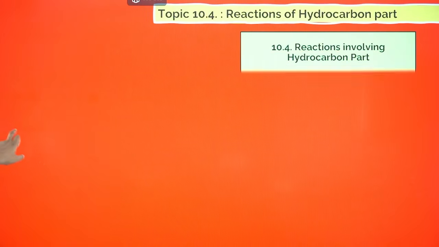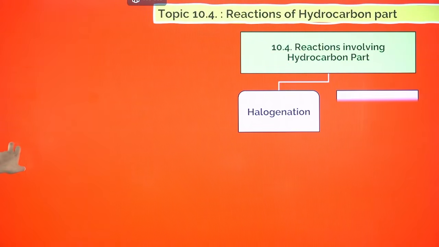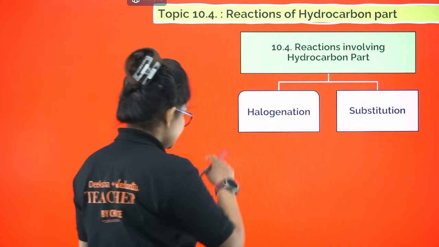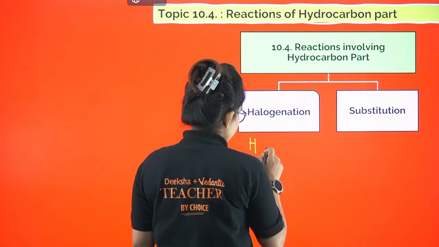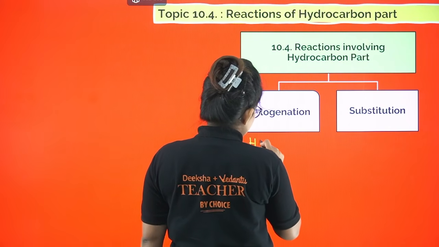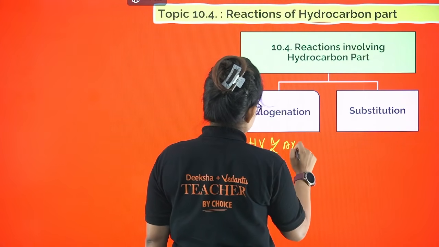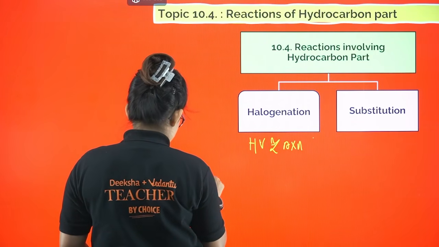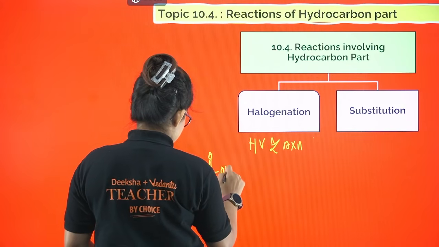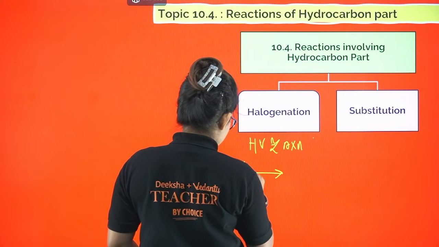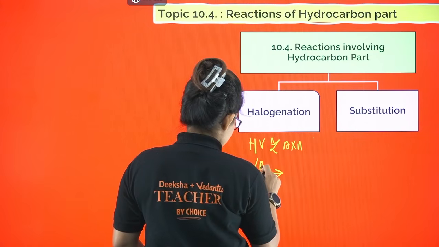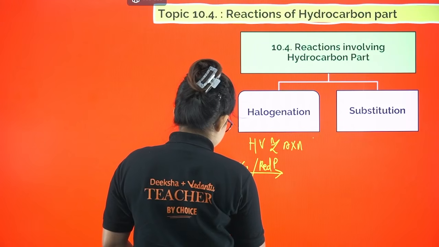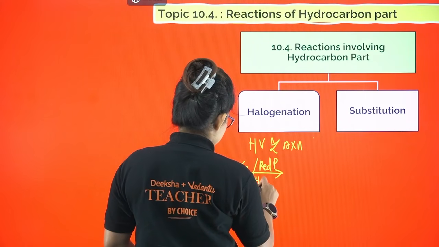Next you can see the reaction of the hydrocarbon part. First is halogenation, next is substitution. For halogenation, I can perform the HVZ reaction, Hell-Volhard-Zelinsky reaction. So what is this reaction? Let's say I am having RCH2COOH. Here if I give X2, in presence of red phosphorus, where X can be chlorine or bromine, a little bit of water is also needed.